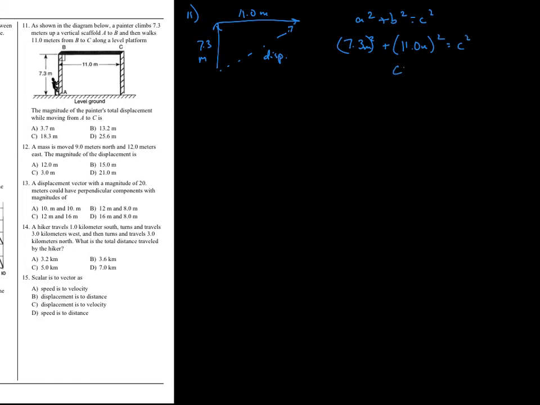All right, number 11. You have a painter going up the ladder, 7.3 meters, and then going to the right, 11.0 meters. We're looking for the displacement right here from point A to point C. So it looks like a right triangle. You're going to do Pythagorean theorem here. 7.3 squared plus 11.0 meters squared equals C squared. Pythagorean theorem, you get C is equal to 13.2 meters. Choice B.